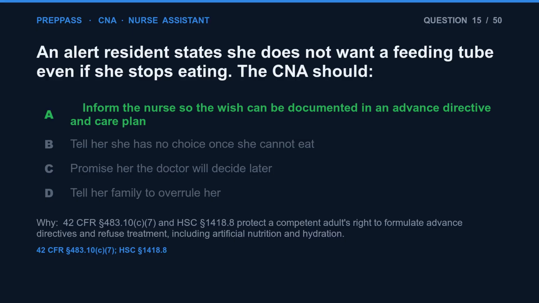The correct answer is A. 42 CFR Section 483.10(c)(7) and HSC Section 1418.8 protect a competent adult's right to formulate advance directives and refuse treatment, including artificial nutrition and hydration.